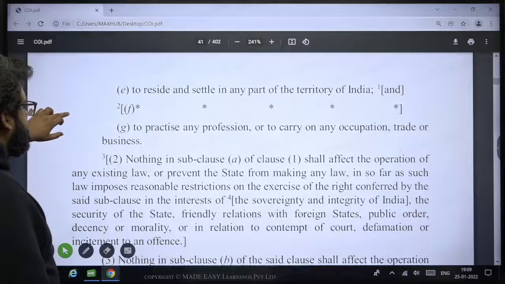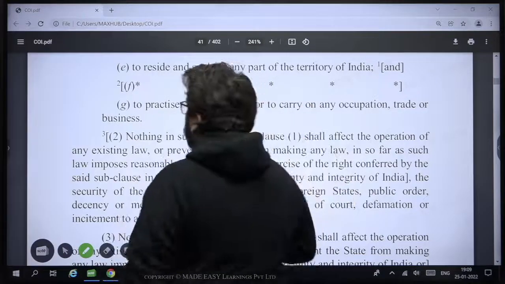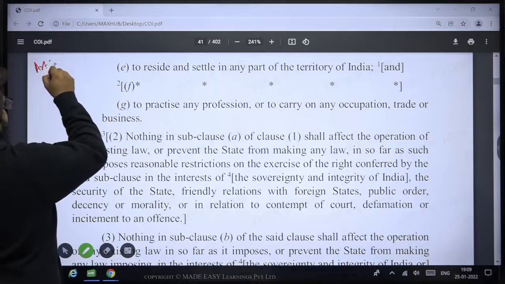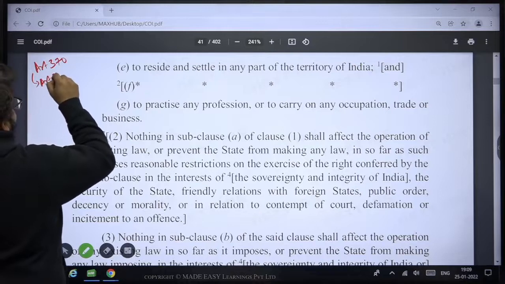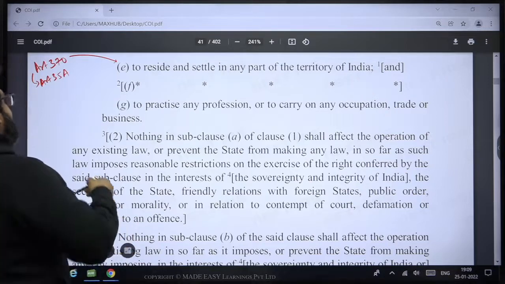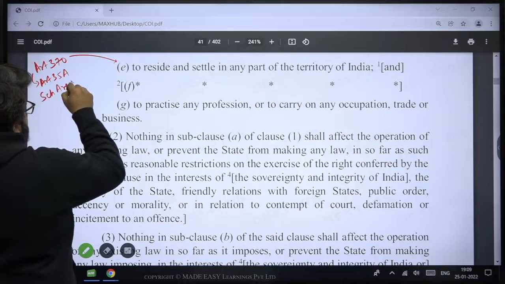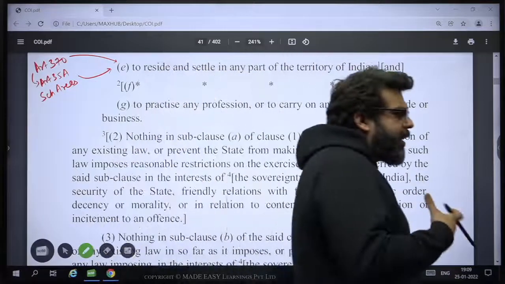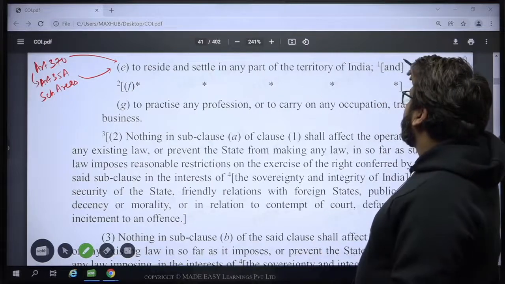Article 19 Clause 1 Clause E, to reside and settle in any part of the territory of India. So this is no longer an issue anymore, but Article 370 correlated to Article 35A were sort of restrictions on these rights. In addition to this, you have certain protections that are given to scheduled areas. Now, these are of course certain implications of this right. There are no contemporary issues as such that come out of this right.